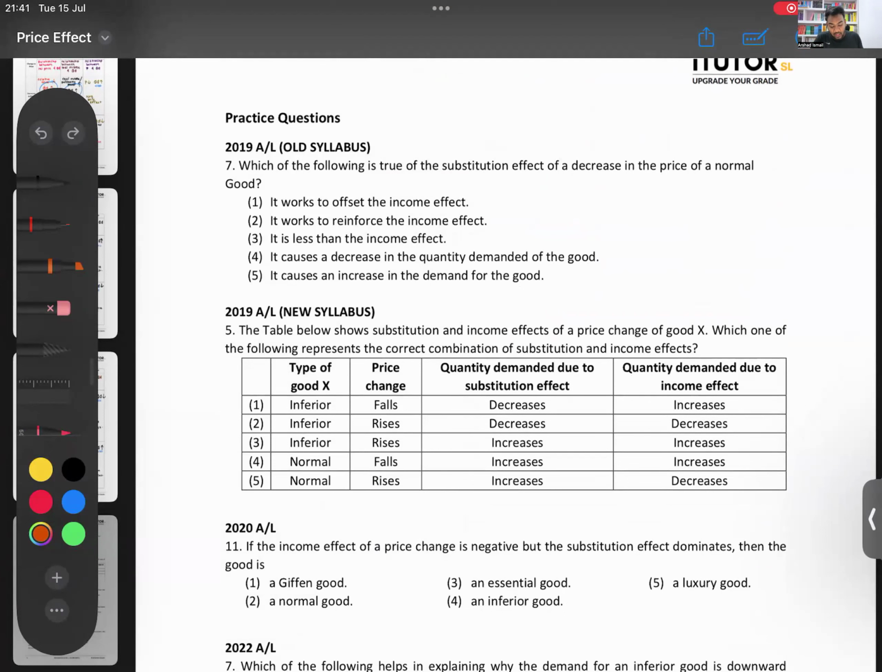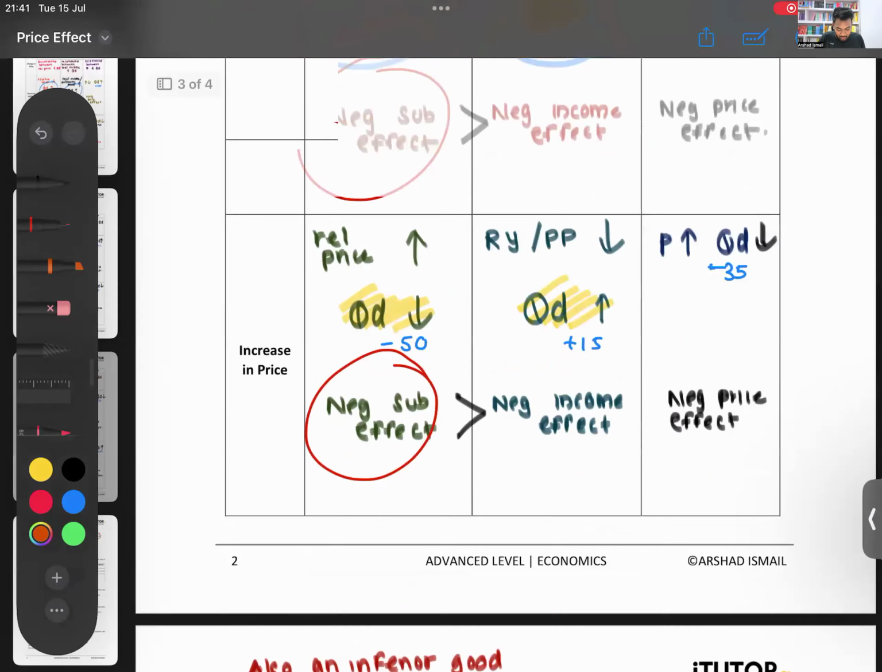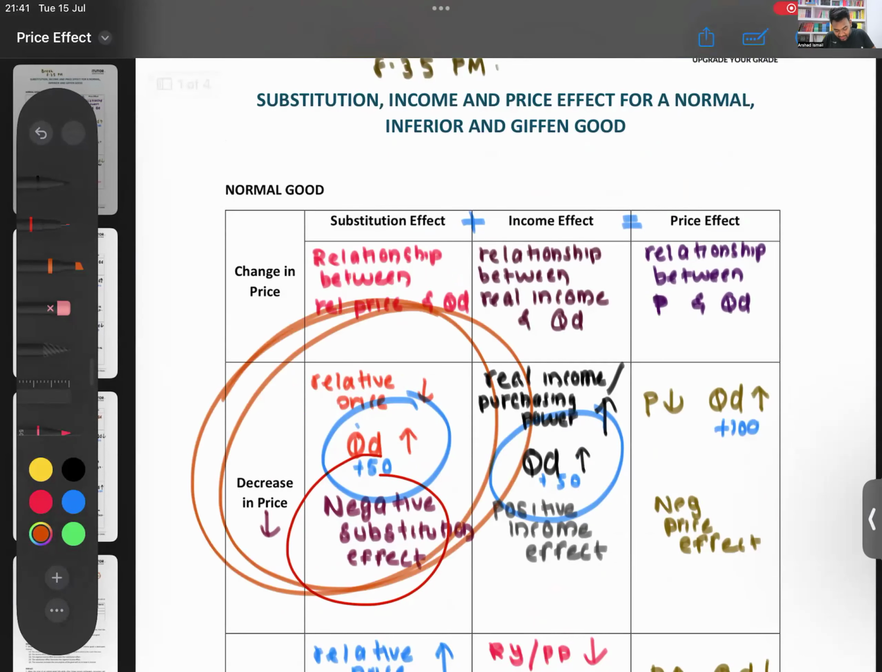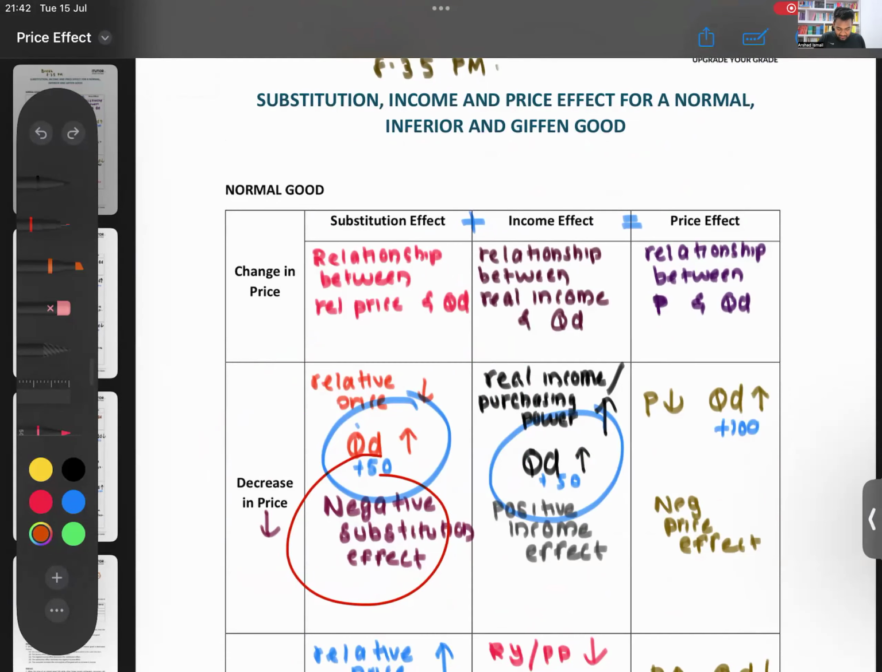First one. Which of the following is true of the substitution effect of a decrease in the price of a normal good? Now, what are they asking? Substitution effect, normal good, decrease in price. This first box, substitution effect, right? This is the box that you have to focus on. Go back to the question.